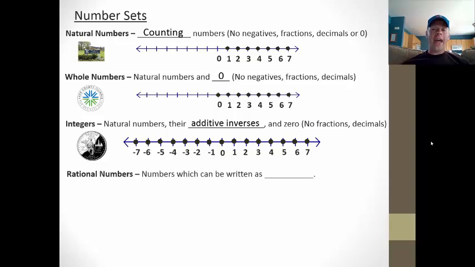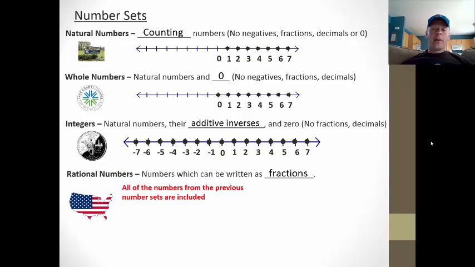This brings us to the rational numbers. These are numbers which can be written as fractions. This is like the United States here. This contains all of our previous number sets. Now, numbers that can be written as fractions can be actually a fraction, such as 5 can be 5 over 1, -3 could be -9 over 3. So we know that those can be written as fractions.